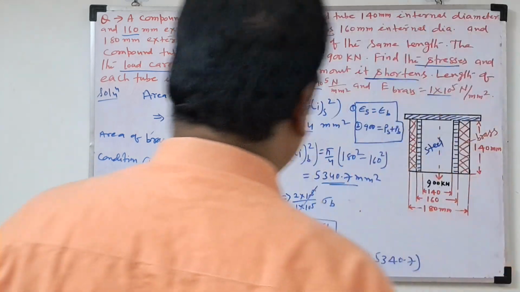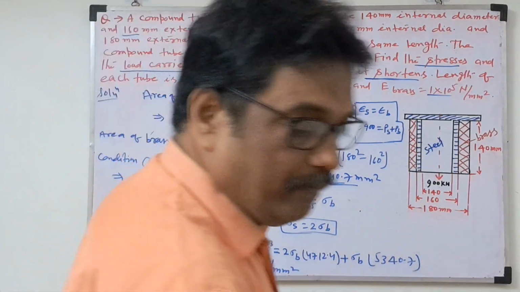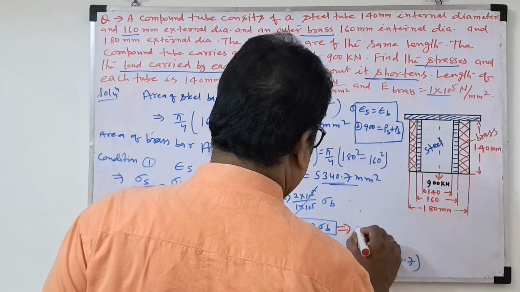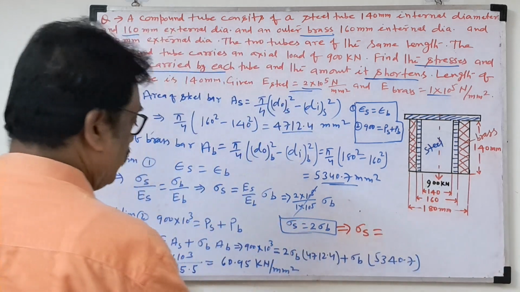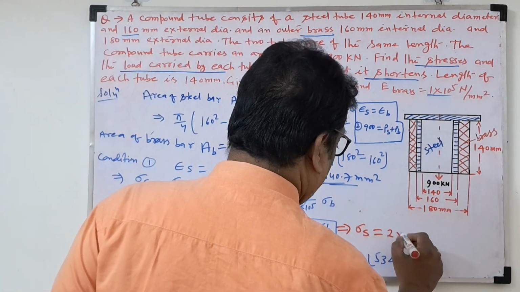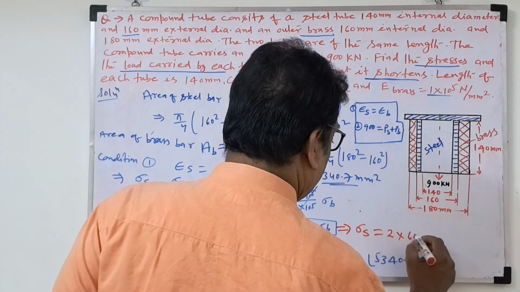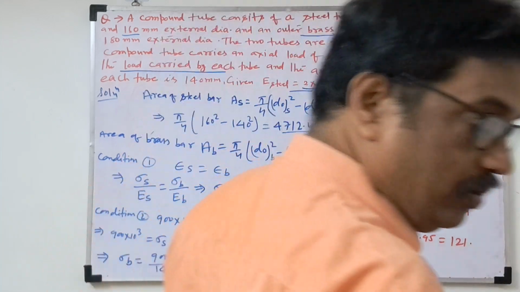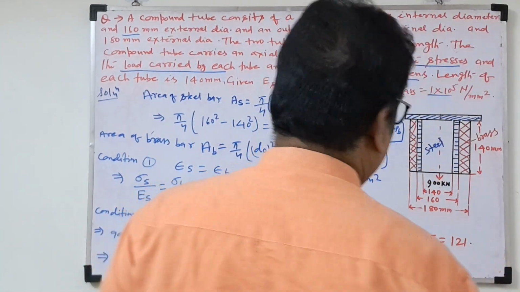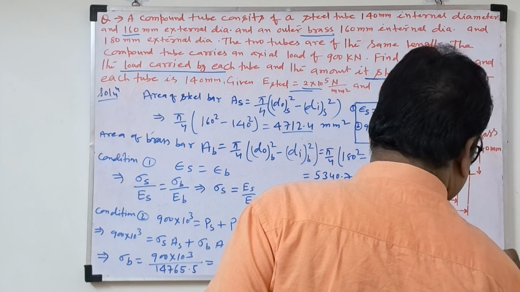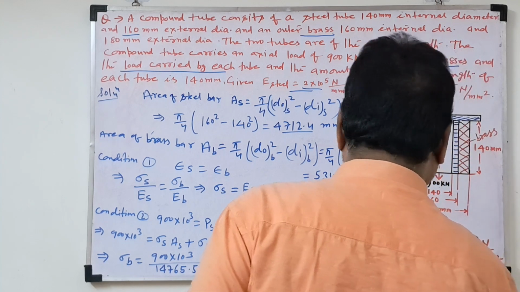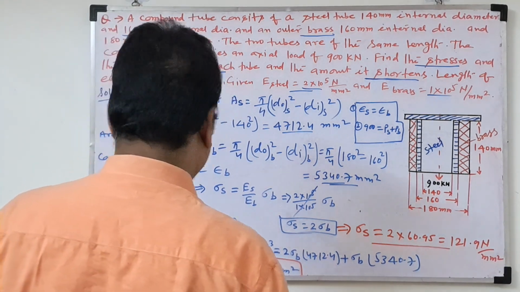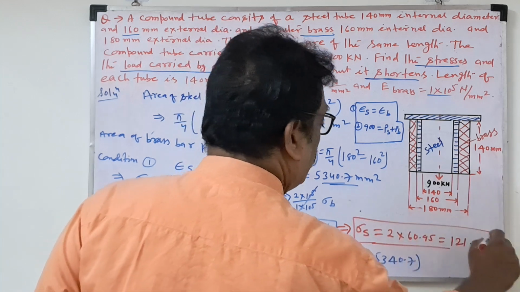Now, how do we get the stress of the steel? From the relation we saw already, the stress of the steel bar is 2 into 60.95, which comes to 121.9 newton per mm square. We got the stresses of each bar: this is the stress of the brass, and this is the stress of the steel.